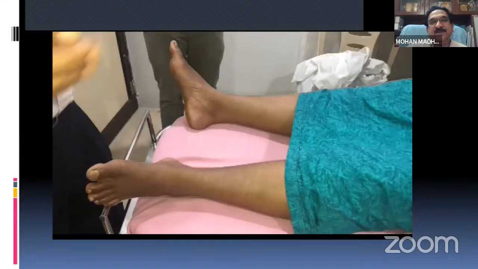The patient is trying to, without knowing it, go into abduction. That is called the Sonoo test.